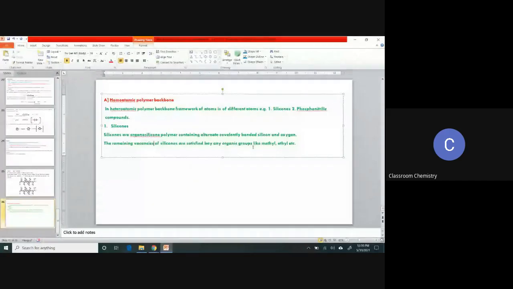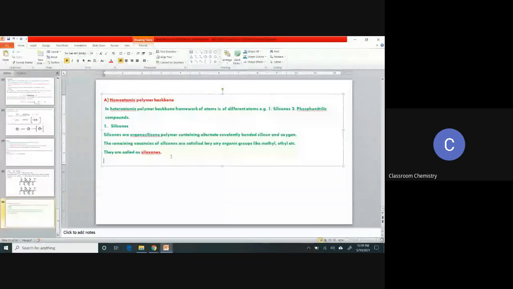Suppose such a type of structure is there, then they are called siloxanes. What are they called? Siloxanes. Questions are asked on siloxane many times: what is meant by siloxane? You should know that siloxane is nothing but the polymer of silicon.